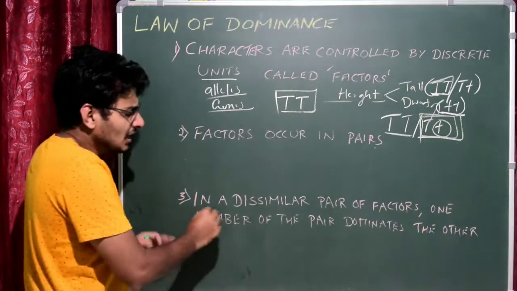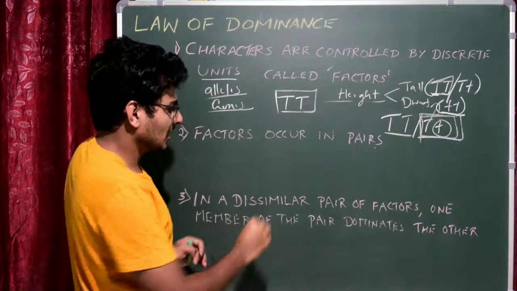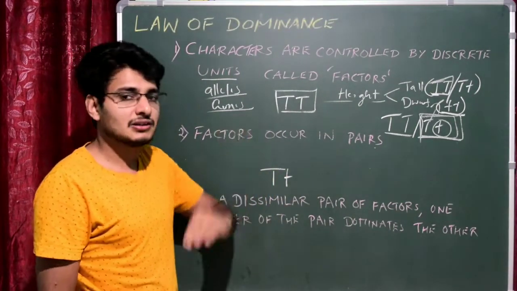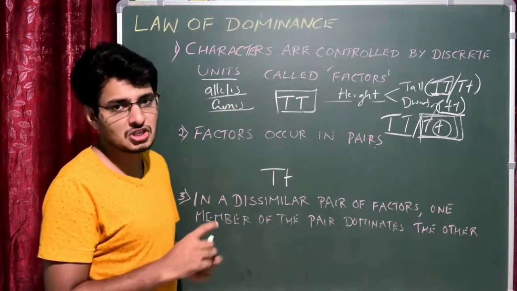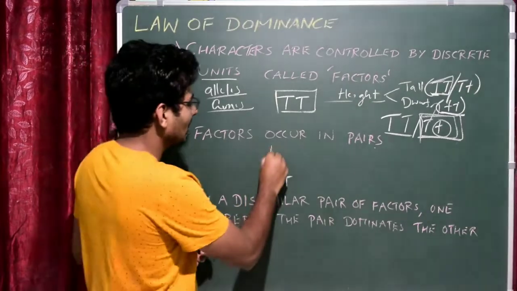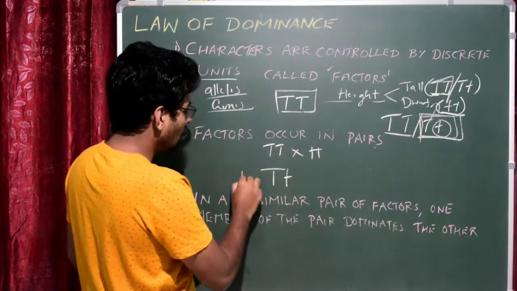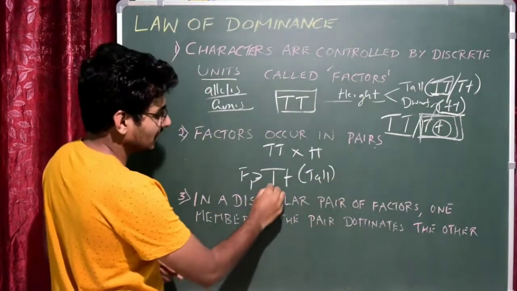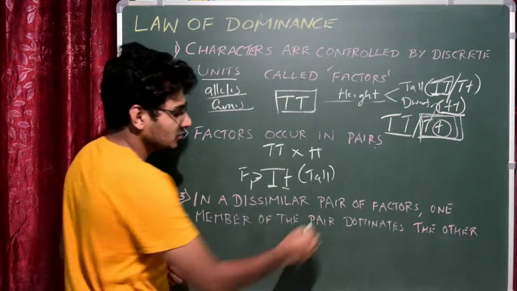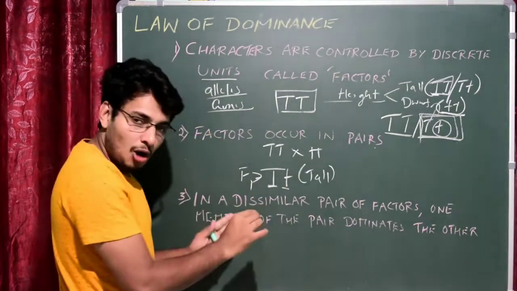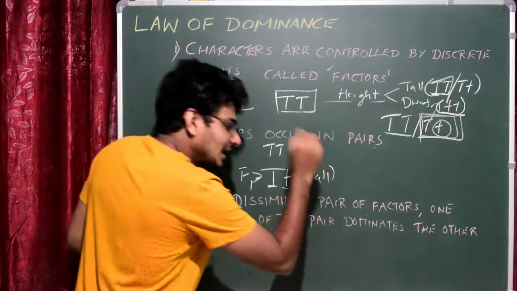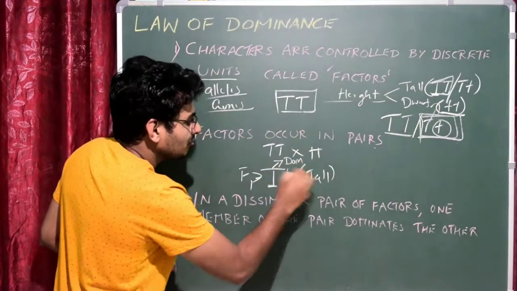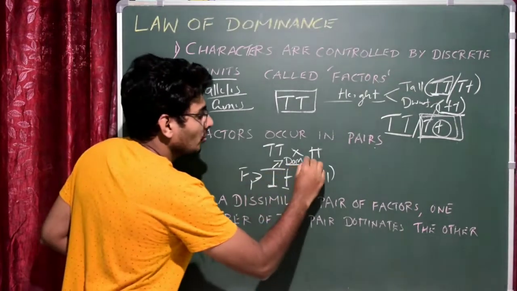Remember it. The third one, in a dissimilar pair of factors, very simple, we can consider the F1 generation of the monohybrid cross. That means we considered the height of the plant, that is tall and dwarf. Okay, due to the crossing between homozygous tall and homozygous dwarf, that is capital T into small t, we got in the first generation a heterozygous tall plant, correct? So it is a dissimilar pair of factors, correct? See, one is capital letter T, the other one is small letter t. So it is a dissimilar pair of factors. Out of the dissimilar pair of factors, obviously the plant is heterozygous tall because this capital letter T, that is one gene out of the two dissimilar pair of factors, dominates.